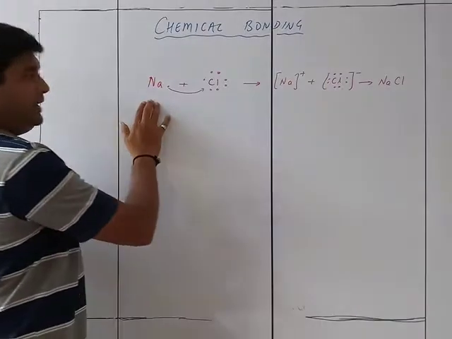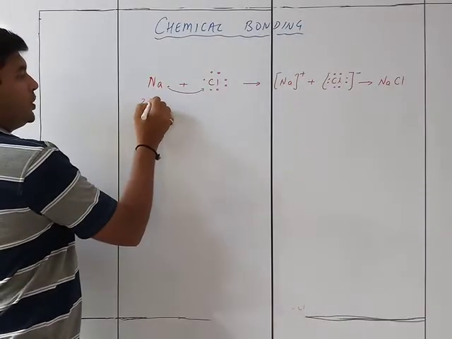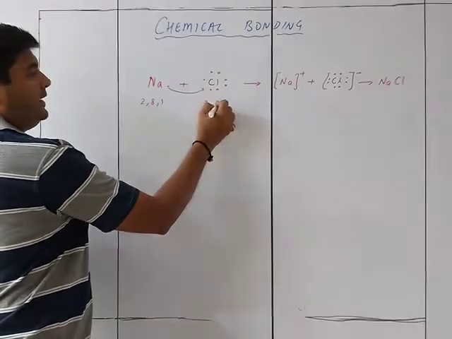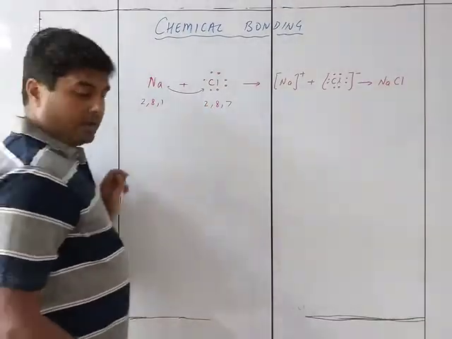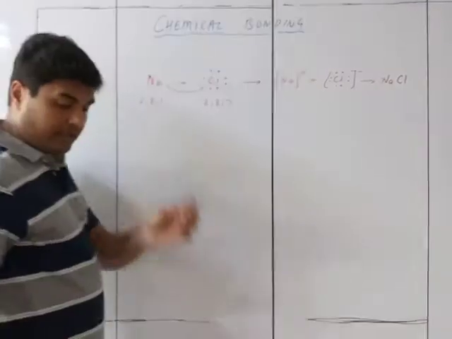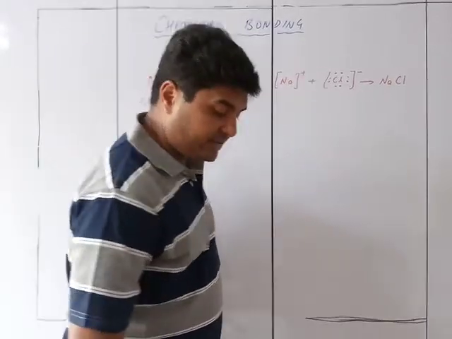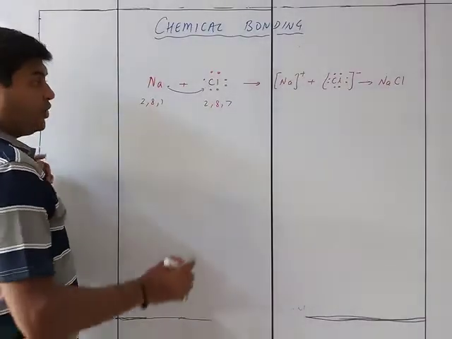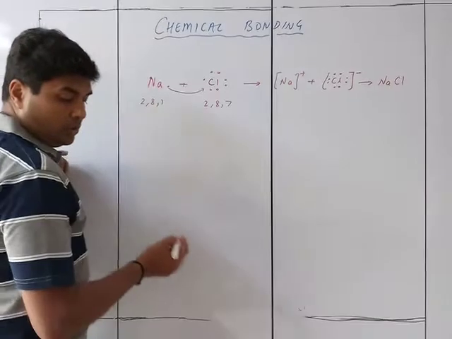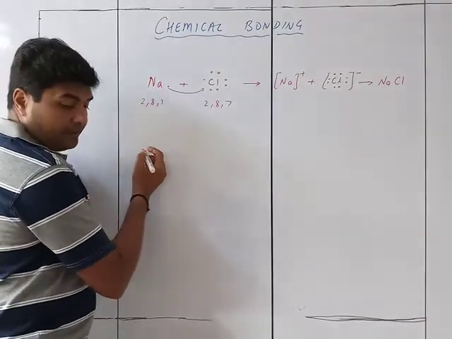So Na plus Cl, this is 2, 8, 1, this is 2, 8, 7, okay. And after that, you don't need to write anything over here. You can just write this much in the formation of NaCl. Similarly, you can have one for CaCl2. So it is calcium oxide, that is CaO.